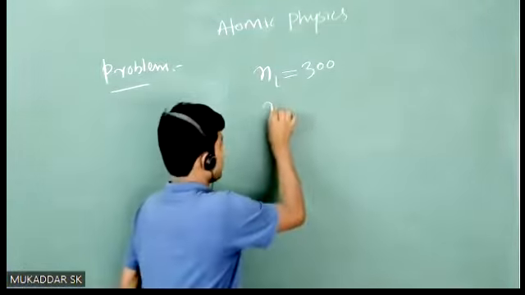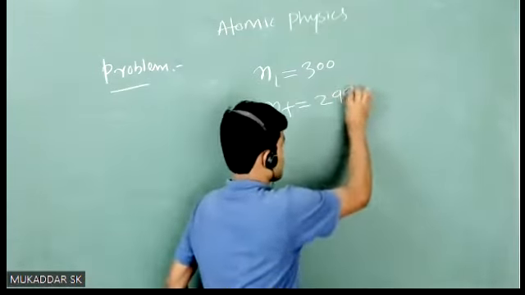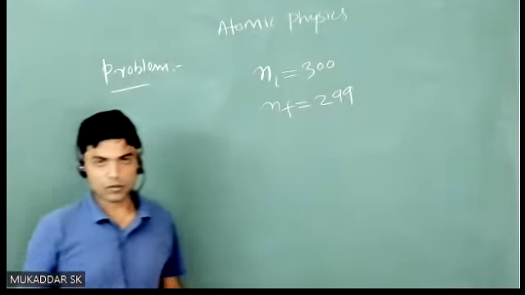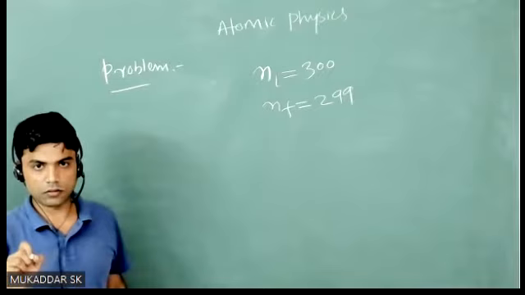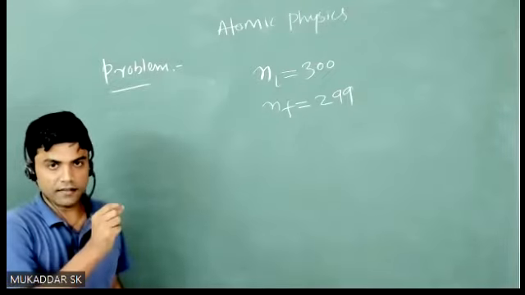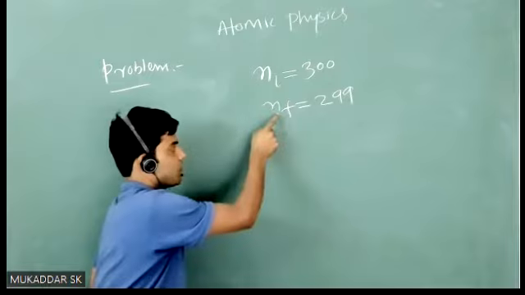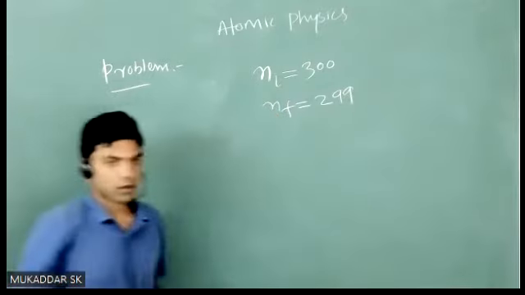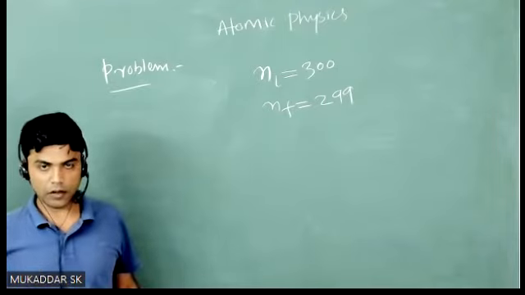It means final state is 299 by emitting photon. So suppose electron in the hydrogen atom initially at Ni equals to 300. Now it is making transition to final state. That state is 299, state number or principal quantum number is 299. So what will be the wavelength of emitted photon? That you have to calculate.